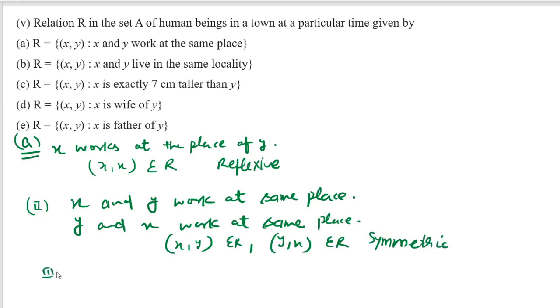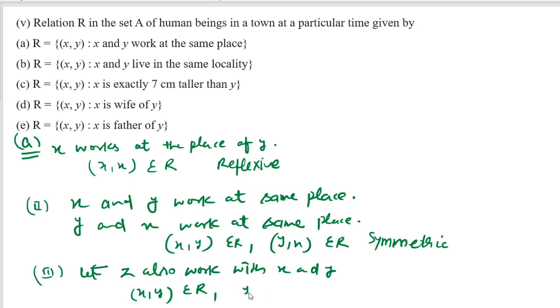Now I am going to talk about the transitive. For the transitive, suppose let z also work with x and y. You can say x comma y belongs to R, y comma z also belongs to R, and now you can say x comma z belongs to R. So it is also transitive.